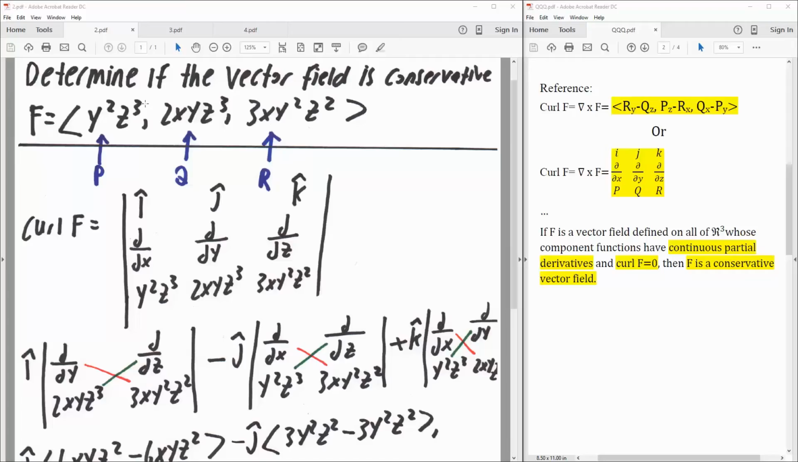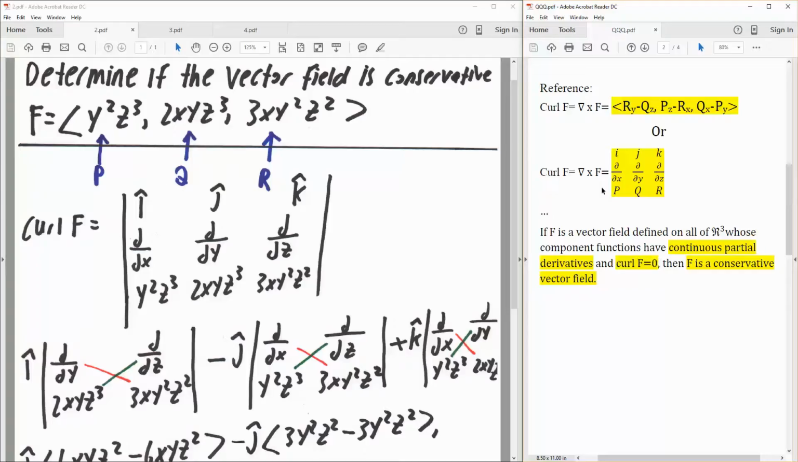Okay, in this problem, we want to determine if the vector field is conservative. We have y squared z cubed, comma, 2xy z cubed, comma, 3xy squared z squared. And on the right is the reference that we'll be using. In order to tell if this vector field is conservative, we can say that if we have continuous partial derivatives and the curl of F is equal to 0, then F is a conservative vector field. So we'll be determining the curl.